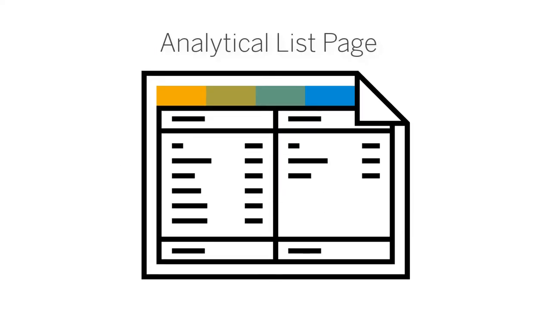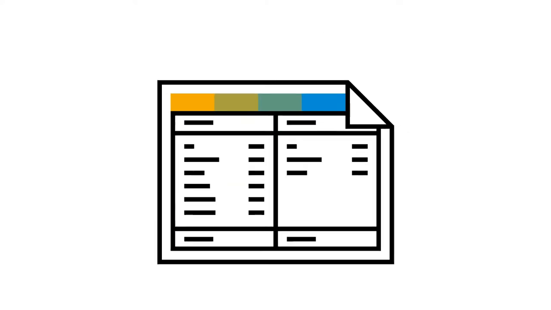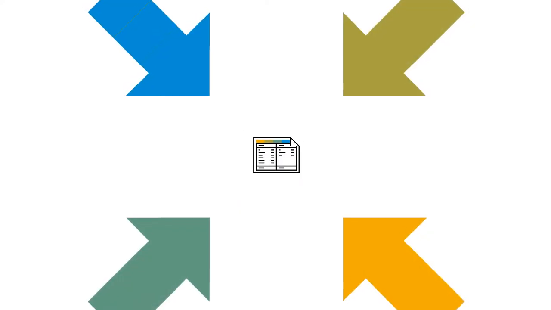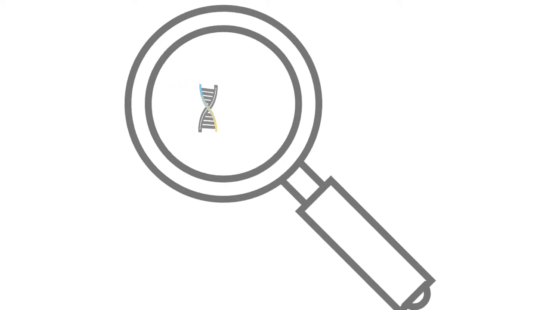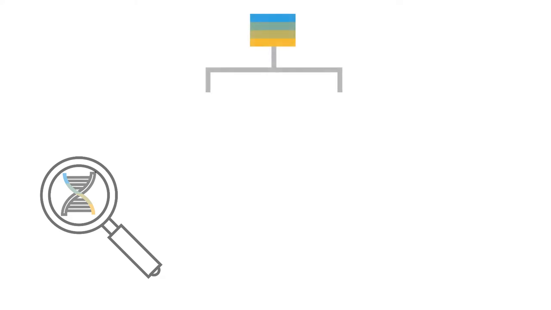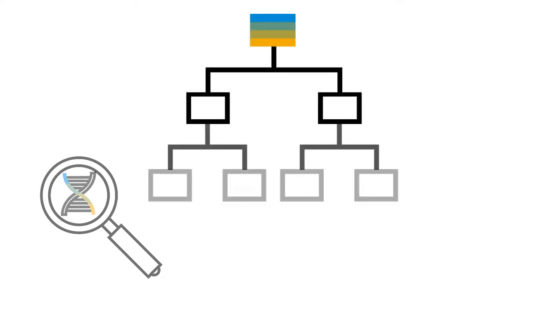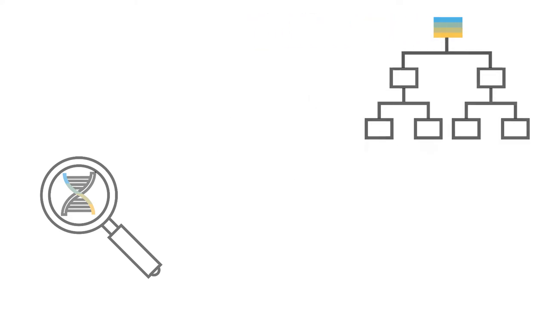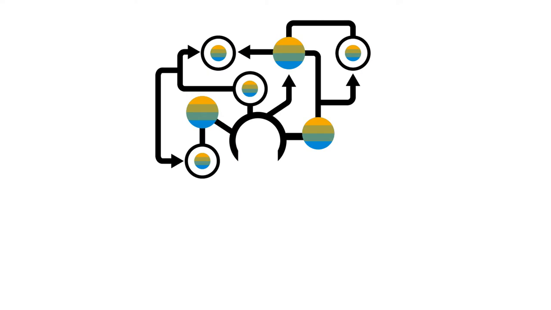Today, I want to show you how to use an Analytical list page app to help you with your reports. The Analytical list page serves as a central entry point. From here, you can analyze data from different perspectives, investigate a root cause through a drill down, and act on transactional content.